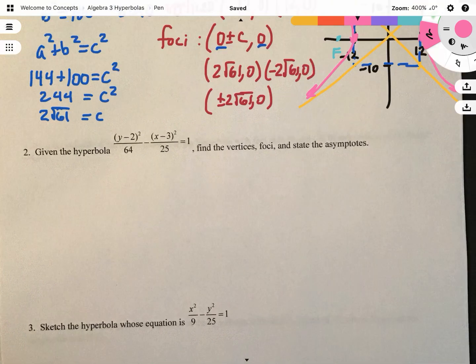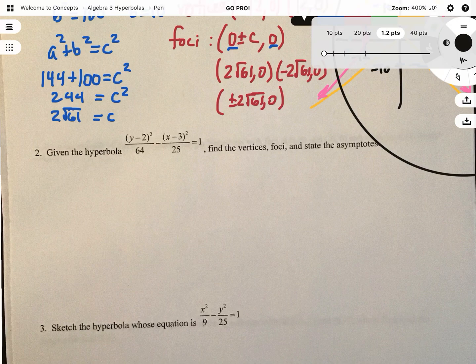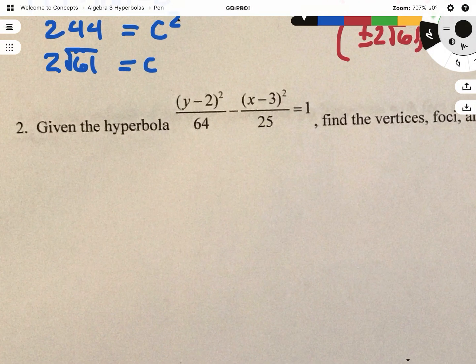Let's do one more. All right, so given the hyperbola, find the vertices, foci, and state the asymptotes. Again, we're not going to state the asymptotes, but we're going to graph it, and then we can kind of see where those exist. Okay. I'm going to make my print just a little smaller.